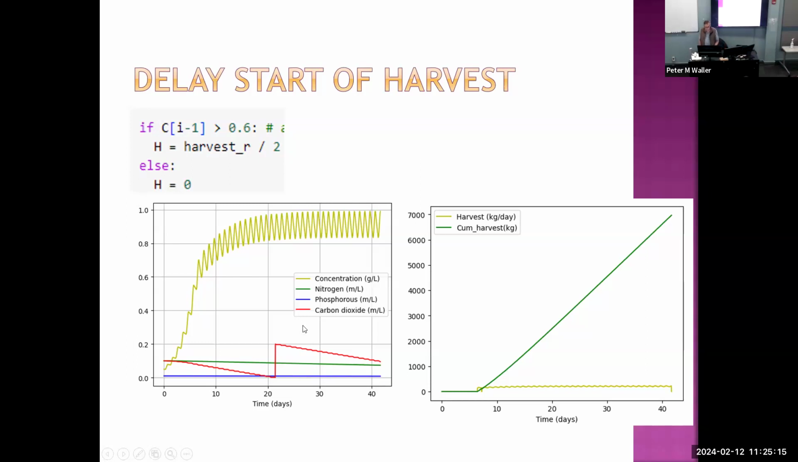Okay, so here I've done that. And now you can see that the concentration goes up very quickly, and then I start harvesting once it gets to 0.6. And you can see that now I'm getting almost 7,000 kilograms of harvest after my 40 days instead of 6,000. So I did get a lot more harvest out of the raceway by delaying the harvest till the concentration increased.